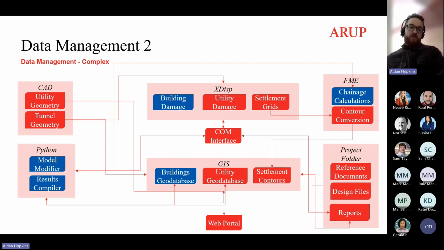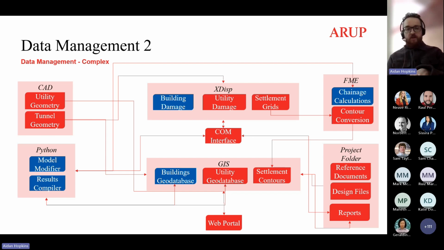And we link that through with FME to then chop out sections of the tunnel for a specific building. Python then we use to compile the section of tunnel that we need with the single building that we need, run the results, and then compile those results.